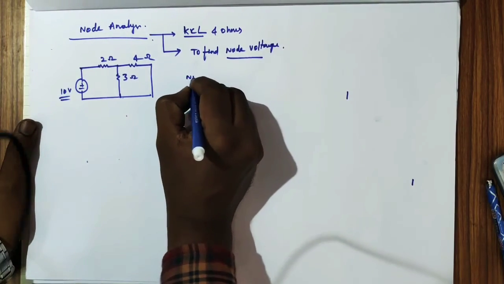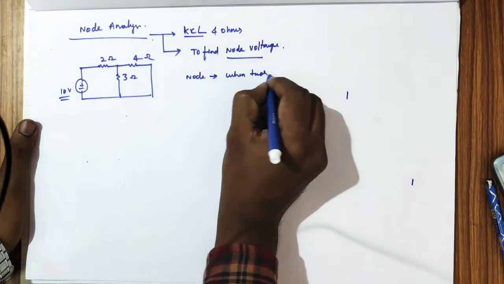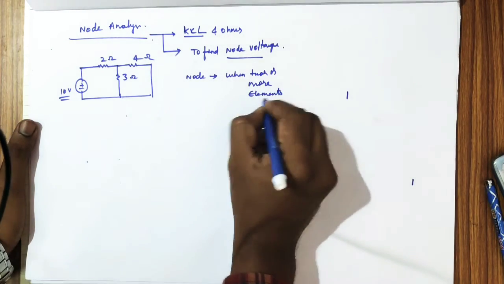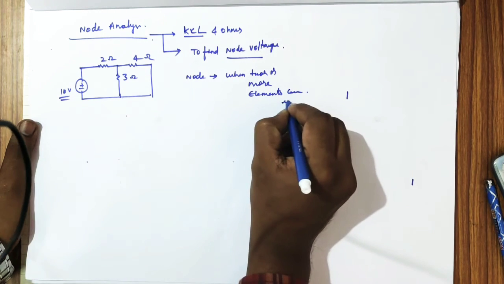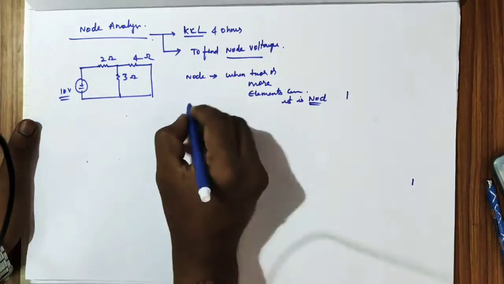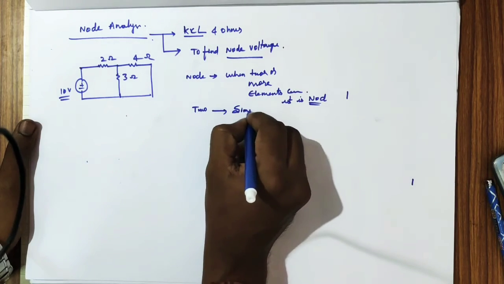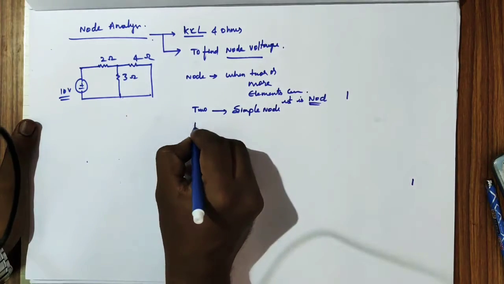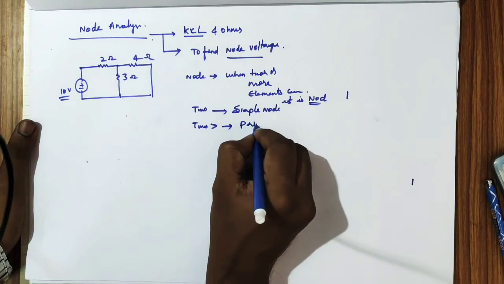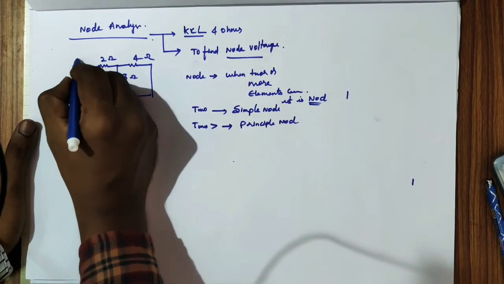So what does a node mean? When two or more elements are connected together, it is called a node. When two elements are connected, that is called a simple node. When two or more elements are connected, it is a principal node. So here, when two elements are connected, this is a simple node.